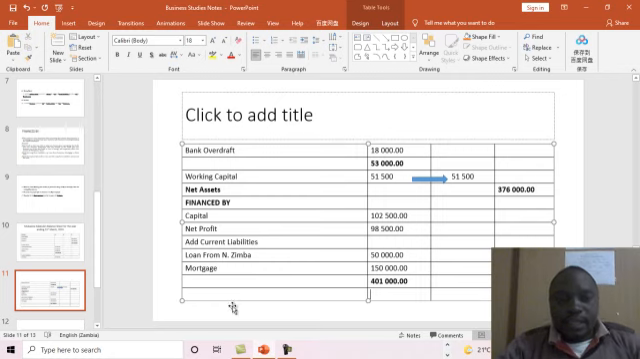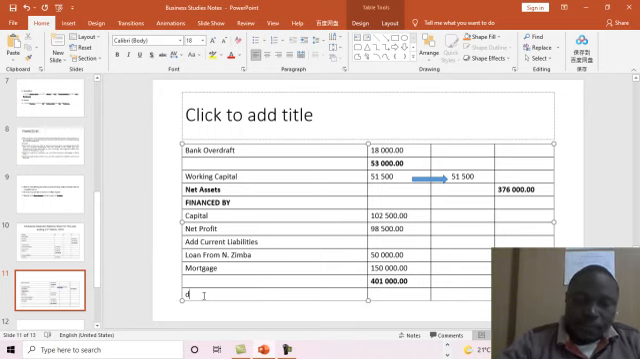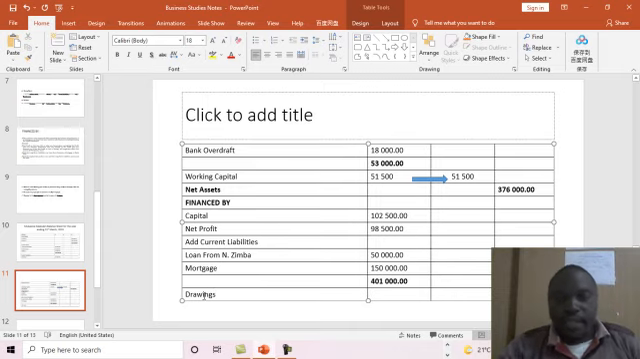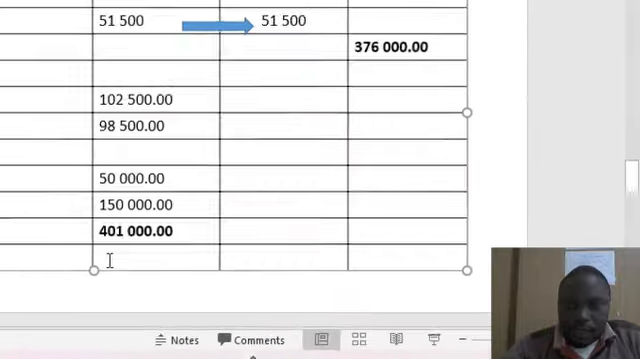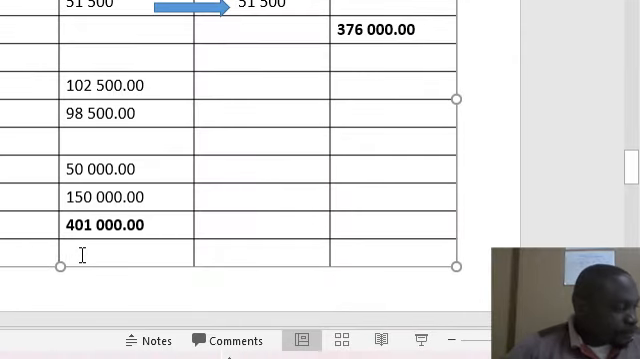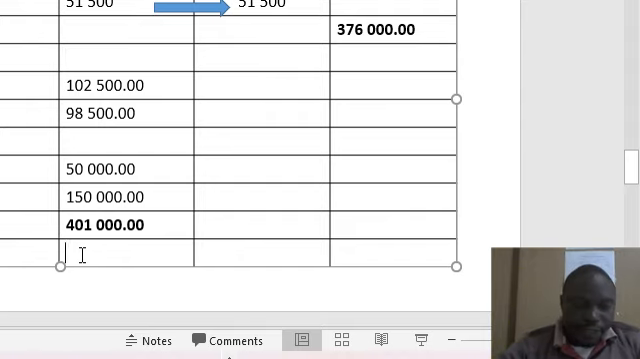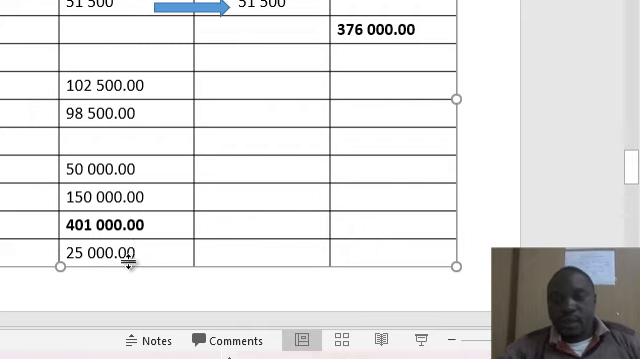Now, let us bring the drawings. How much money you withdrew throughout the financial year. The drawings are, if you check on your entry list, 25,000 kwacha.